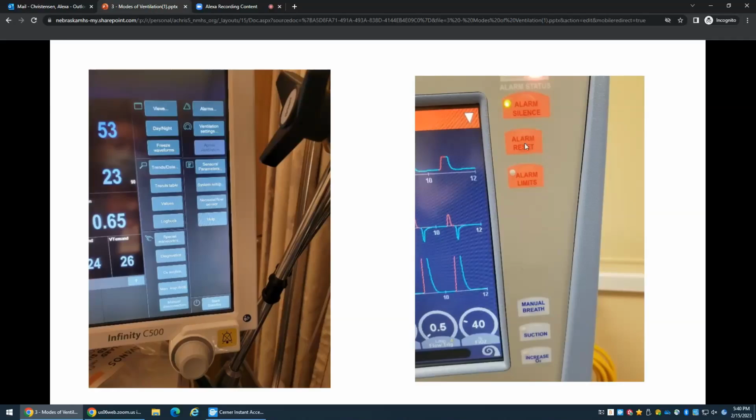This alarm reset button here will just reset whatever alarm went off. If you accidentally hit it, it's not a big deal. Again, if your vent is alarming and it's not stopping and you don't know what's going on, call us.